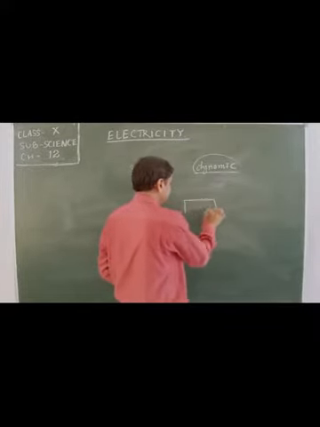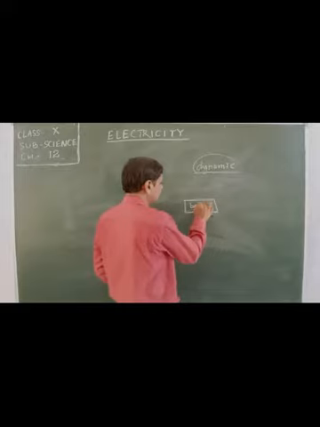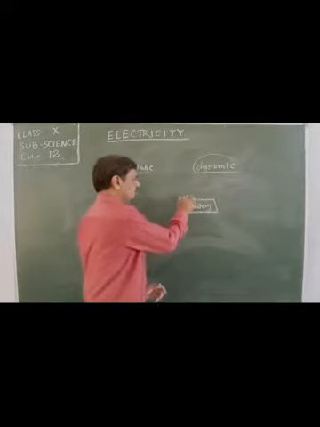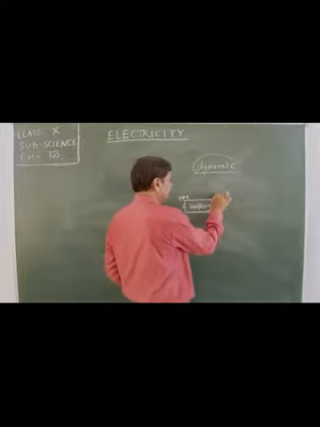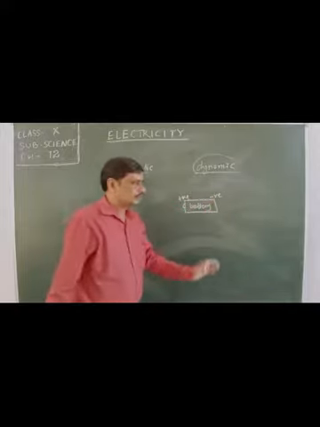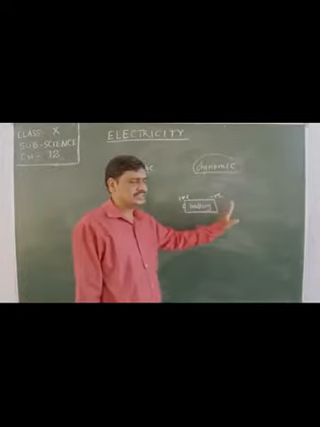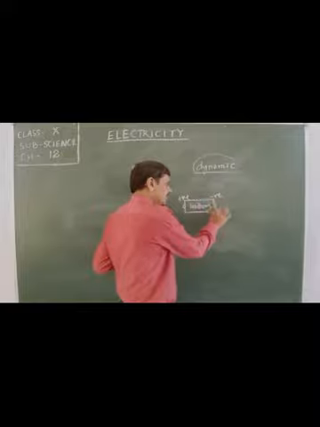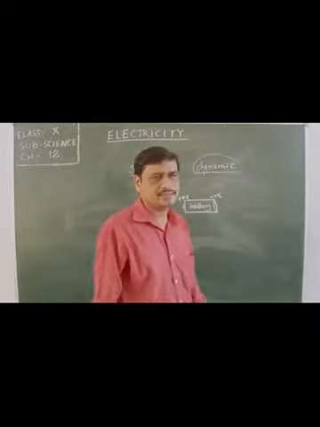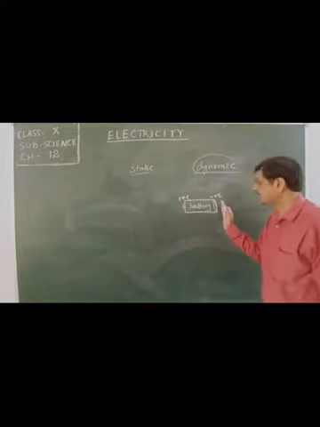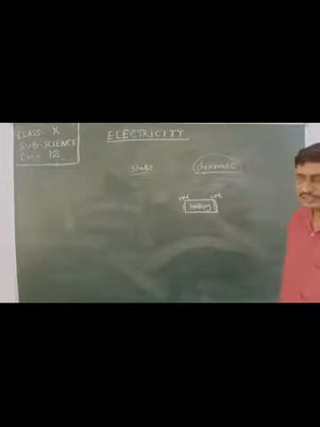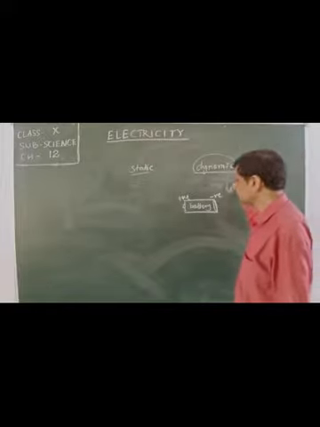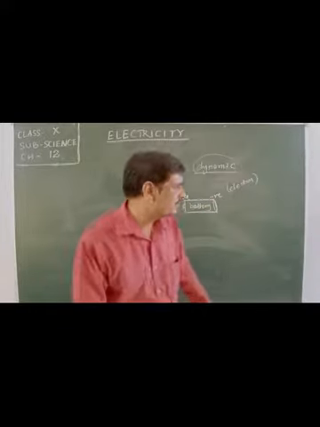Take a battery. This is the positive terminal. This one is the negative terminal. Two terminals are there, positive and negative. This side is called the negative terminal because more negative charge is present here. It is called electrons. Electrons are called negative charge.